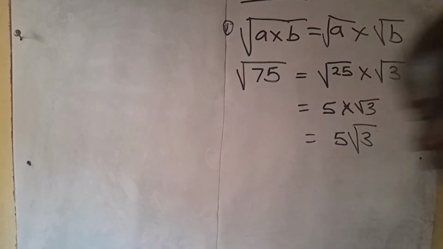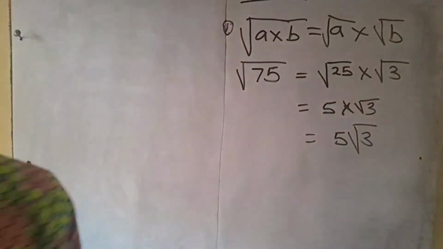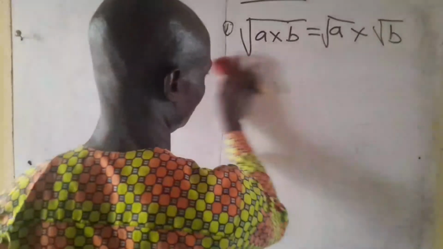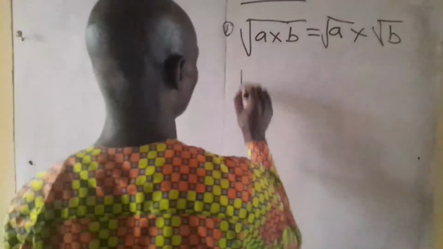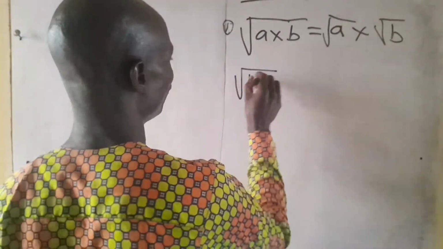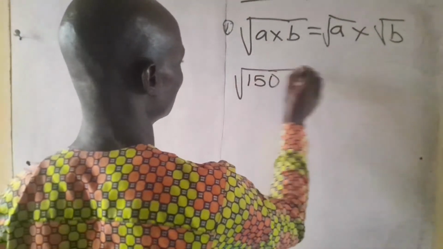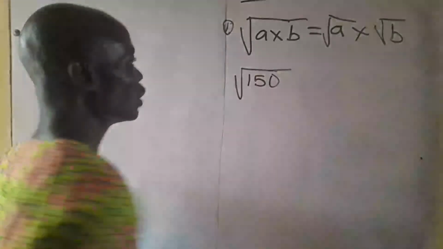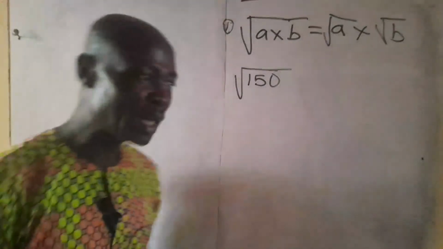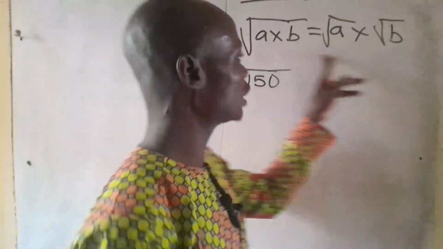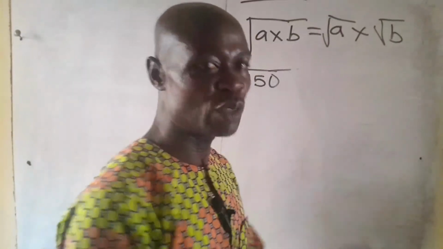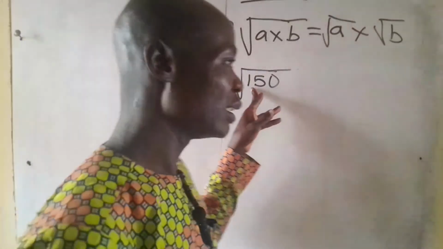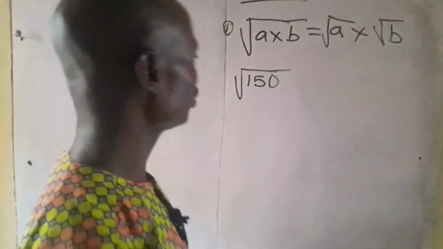So we are going to solve another one. If we have root 150, what are we going to do? We look at multiples of 150 that we can split like this. So we can split it this way, and then we have this value.